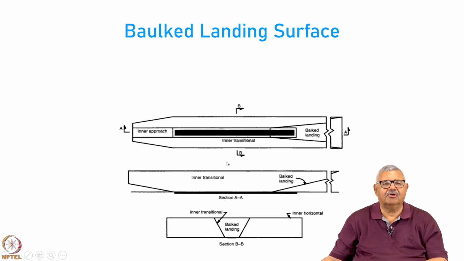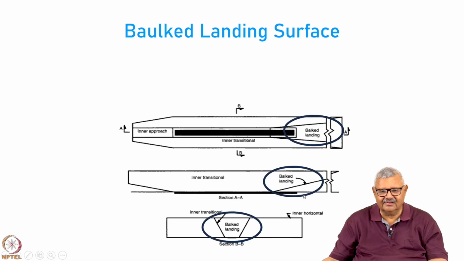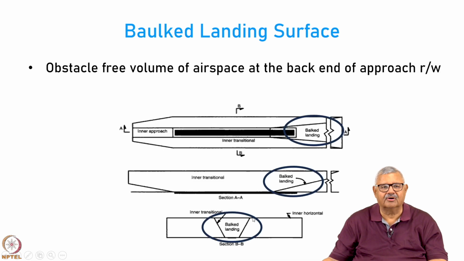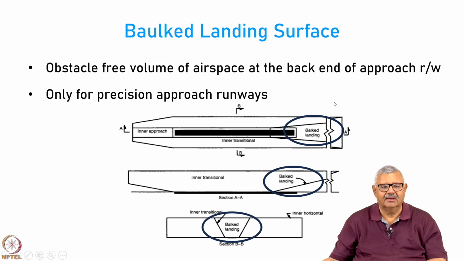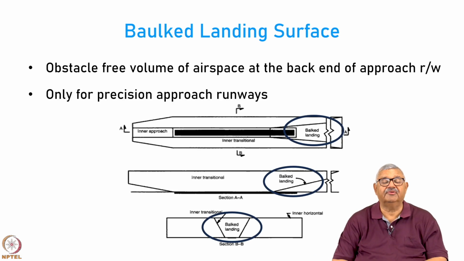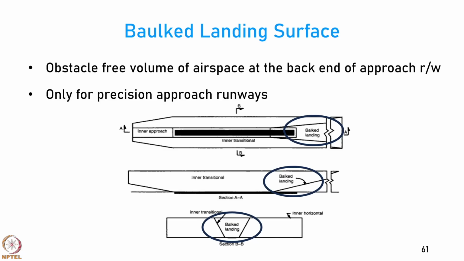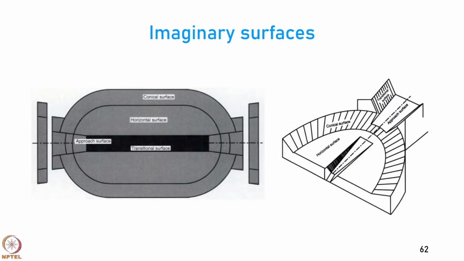Then there is something called the balked landing. For that there is a surface which is a shorter inclination along the approach. So, this is the area which is prevented for balked landing. So, this is an obstacle free volume of airspace at the back end of the approach runway. Okay. But this is only defined for precision approach runways, not for conventional runways.